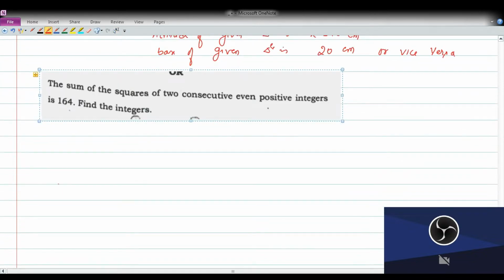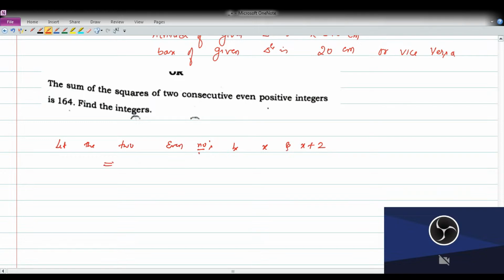Since we need two numbers here, I am going to take, let the numbers be x and x plus 2. So this implies, what is given? Sum of the squares. So first do the squares and then sum them. So when we do this, what happens? That is equal to 164.